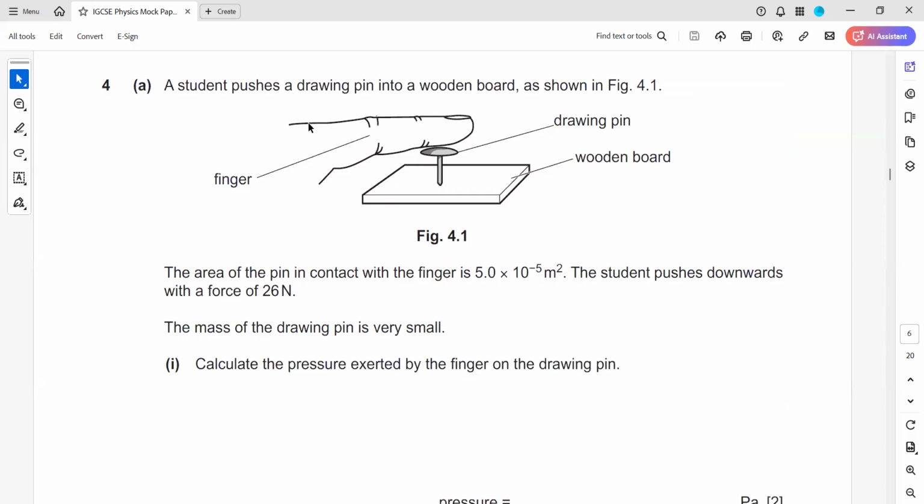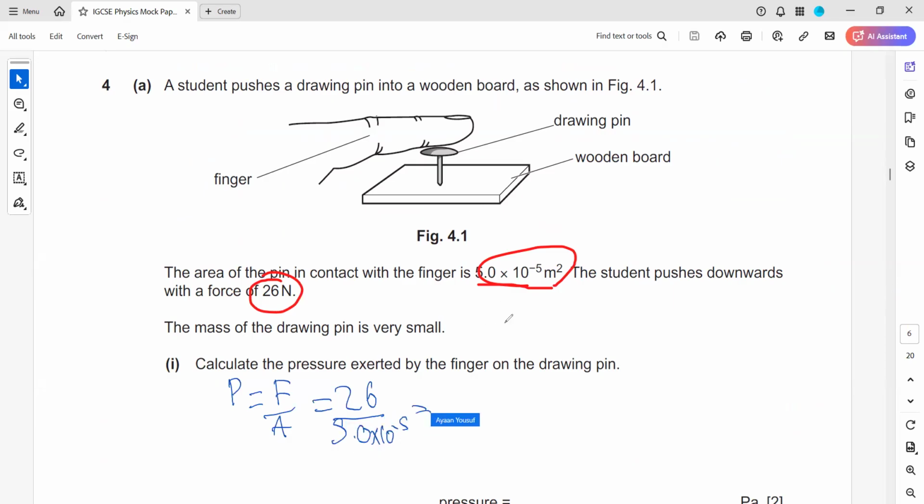Next is question 4. A student pushes a drawing pin into a wooden board as shown. The area of the pin in contact with the finger is 5 times 10 to the power minus 5 square meters, and the force is 26. Always write a formula. Whenever you are solving a question, always write a formula or show substitution in the formula, okay?